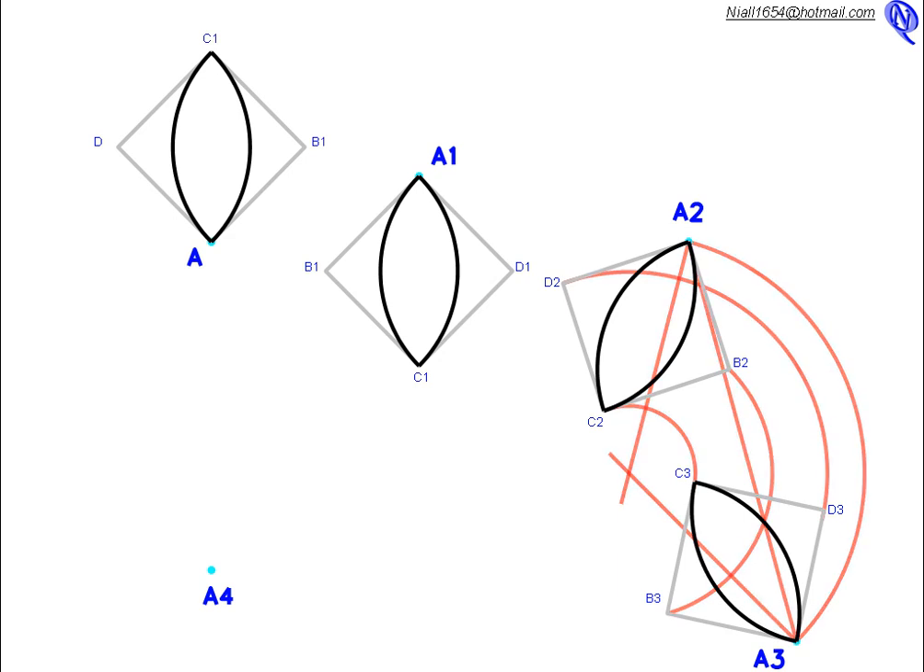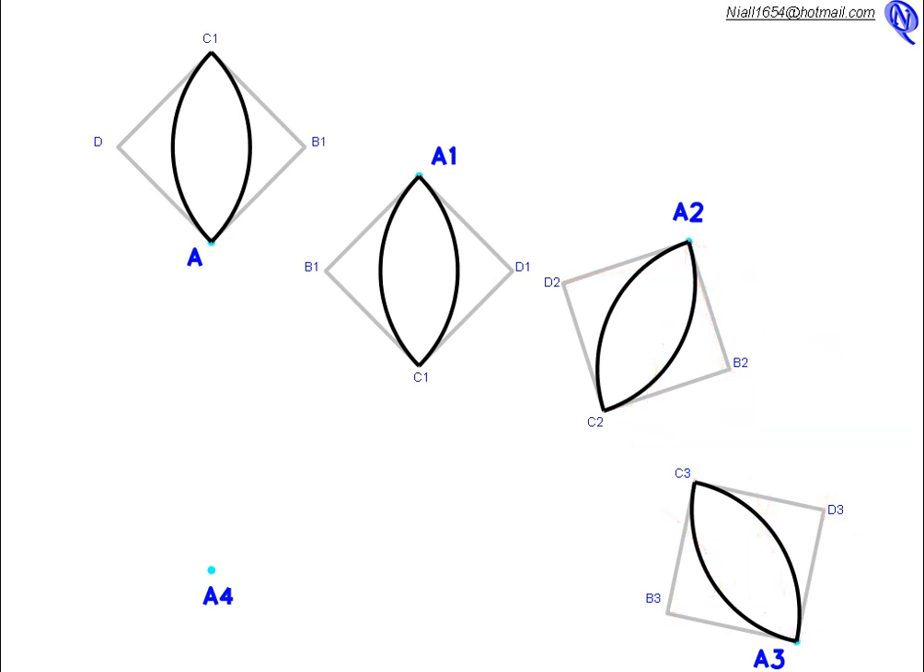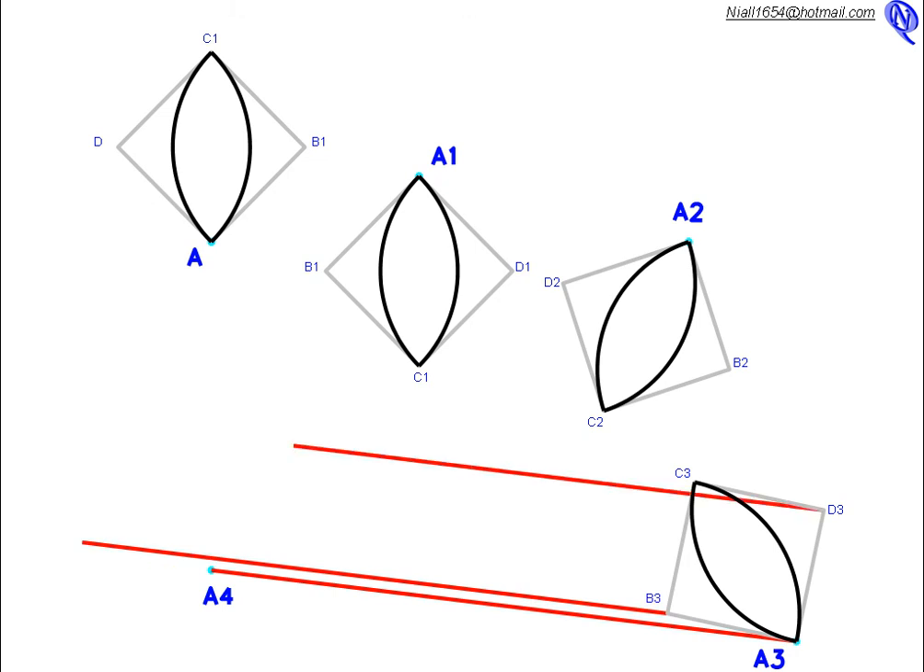The last thing we're going to do is create a translation. A3 is going to end up at A4. So you just join A3 to A4. That is giving us our direction, and it's also giving us our distance. So we're moving this object from here over to here. This measurement here is the same as this measurement here. That is our question complete, 2000 section B question 5.